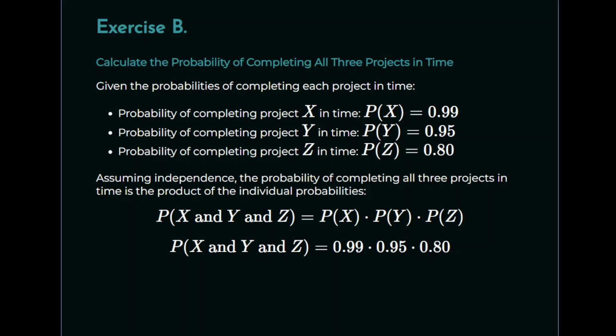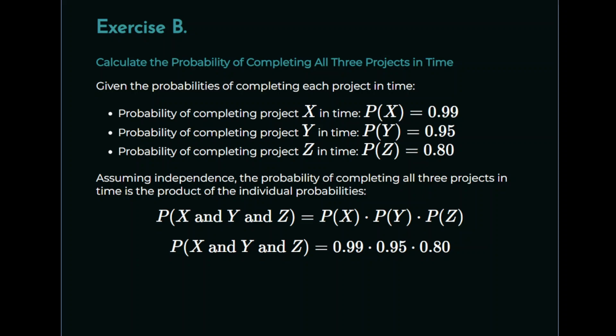Now, calculate the probability of completing all three projects on time. So this is exercise B. What we have to do here is look at the probability of completing each project on time. The probability of completing X in time, that is P of X equals 0.99. Probability of completing Y in time, that is P of Y equals 0.95. And likewise, probability of Z equals 0.80.